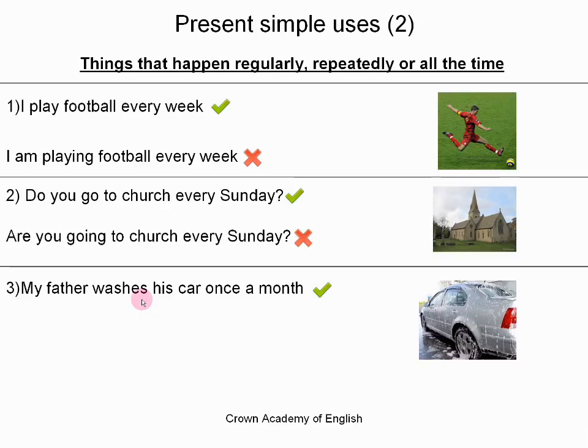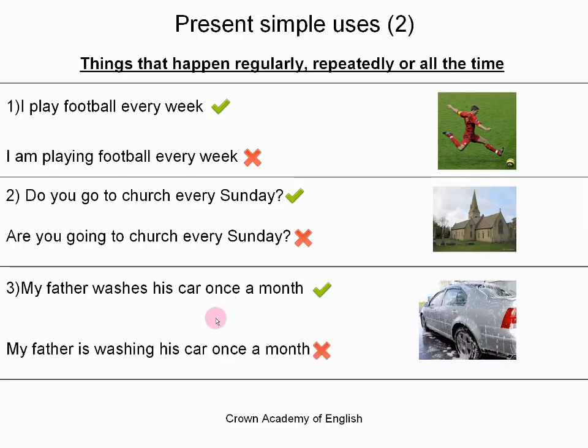And again, because we're talking about once a month, we do not use the present continuous form. So this sentence here at the bottom is wrong. We cannot say my father is washing his car once a month. Okay, so those are the main two uses of the present simple.